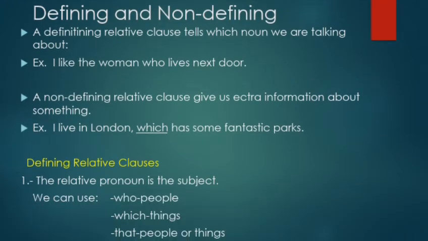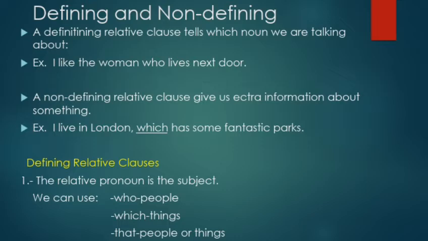Now I am going to talk about definite and non-definite relative clauses. In first place, you have a definite relative clause that tells us which noun we are talking about. We have an example. I like the woman who lives next door. If I don't say "who lives next door," then we don't know which woman I mean.